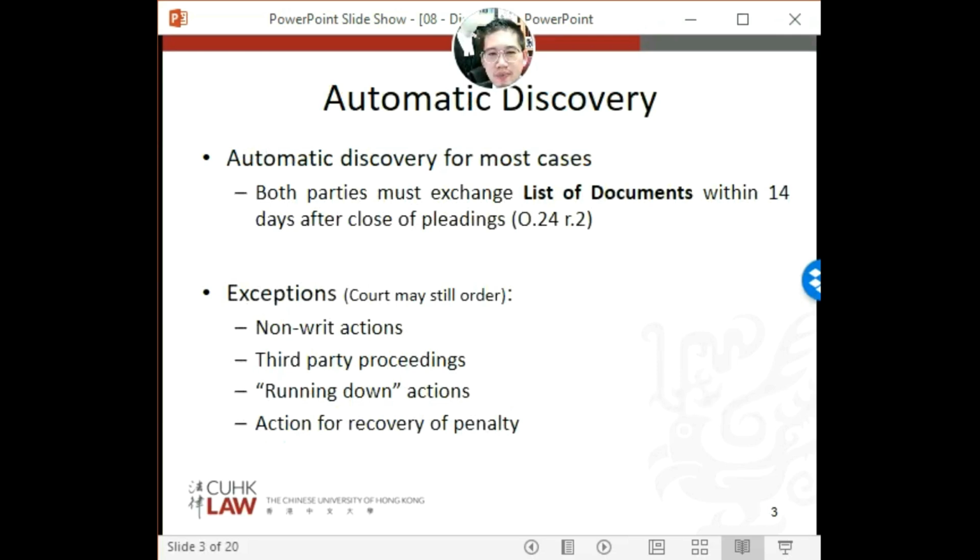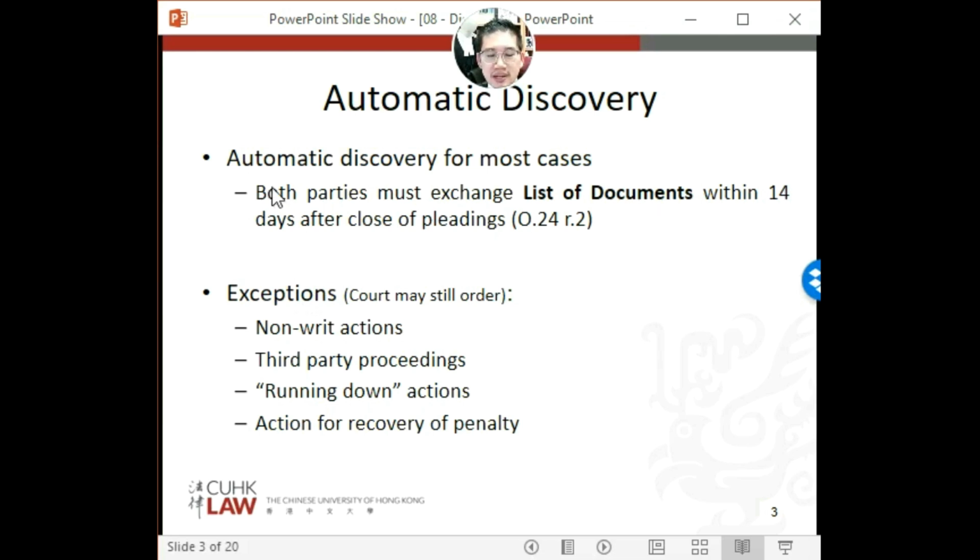We have automatic discovery. Order 24 Rule 2 says 14 days after close of pleadings. We know what that is: 14 days after the last service of the reply, it is close of pleadings. And 14 days afterwards, there is automatic discovery, where both parties must exchange something called a list of documents.